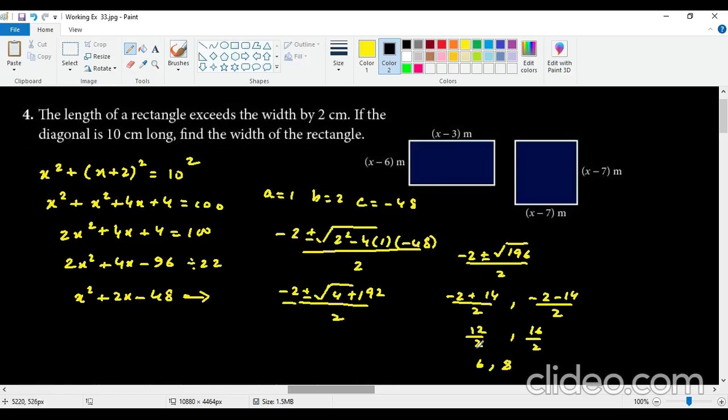So now the width is 6. Width is 6. And additionally, the length is going to be 8. So that's the answer we get for question number 4. Moving on to question number 5.